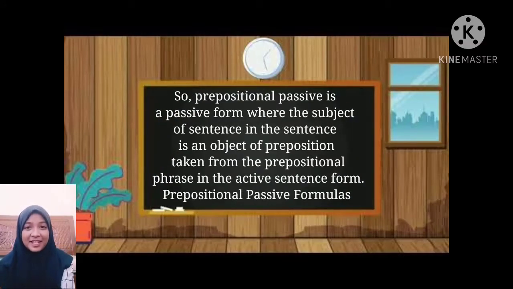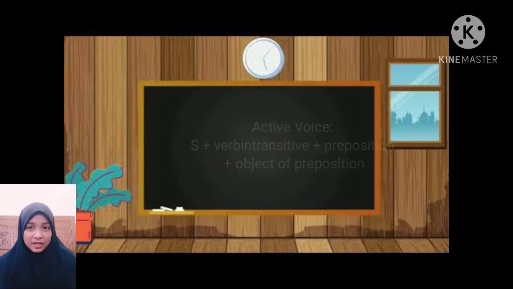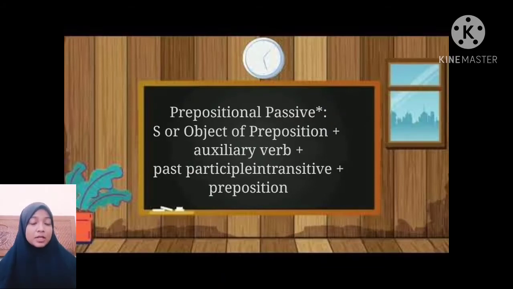So, prepositional passive is a passive form where the subject of the sentence is an object of preposition taken from the prepositional phrase in the active sentence form. Prepositional passive formulas: active voice, subject plus intransitive verb plus preposition plus object of preposition. And prepositional passive: object of preposition plus auxiliary verb plus past participle of intransitive verb plus preposition.